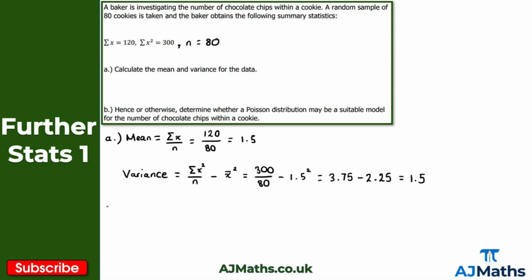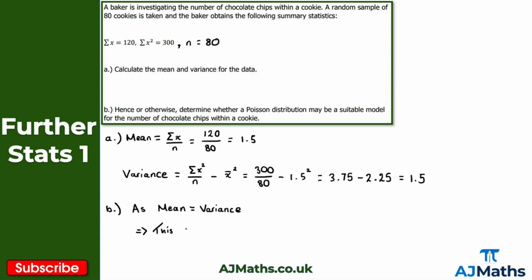And then for part B here, there's hence or otherwise determine whether a Poisson distribution may be a suitable model for the number of chocolate chips within a cookie. So again, this just comes back to the idea now of whether the mean is equal to the variance. So in this case, like we can see, again, the mean is equal to the variance. So again, let's just start by stating the mean equal to the variance. This would suggest then that a Poisson distribution would be a suitable model.